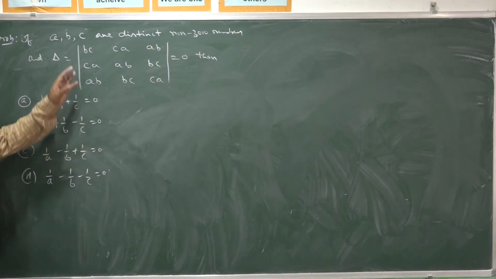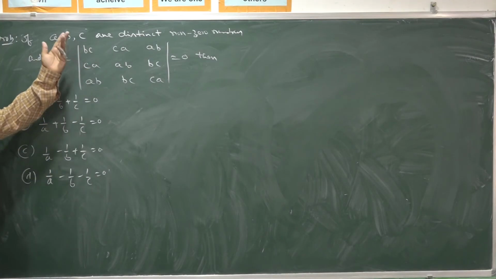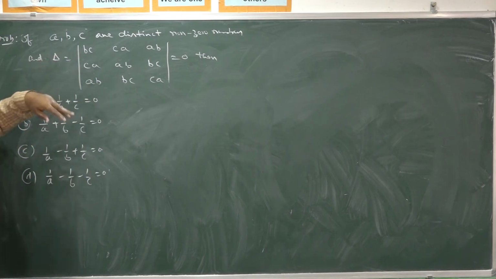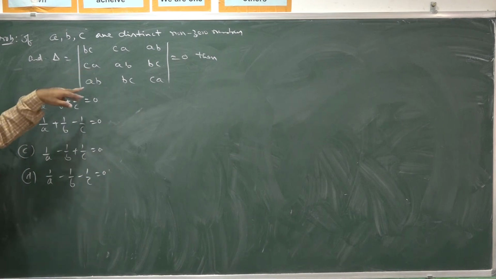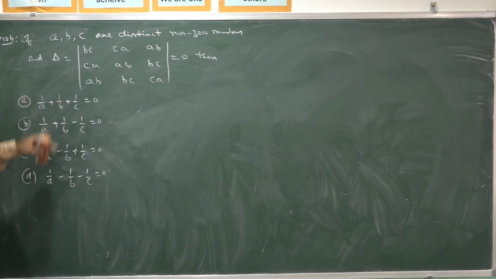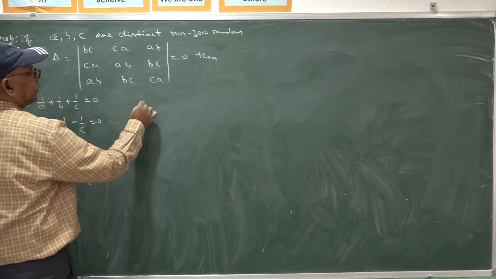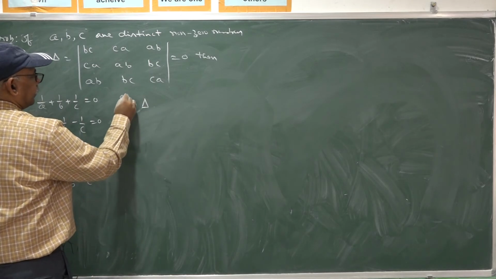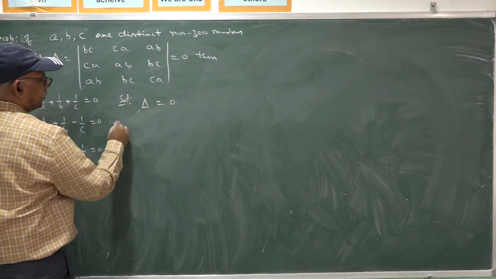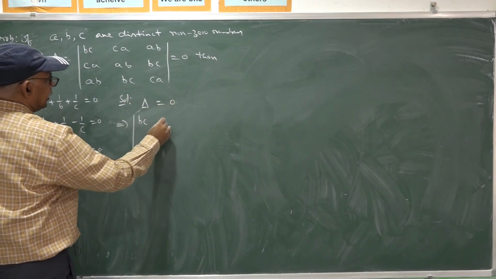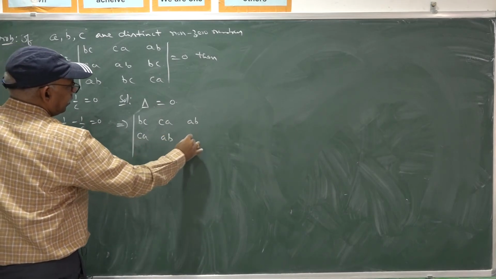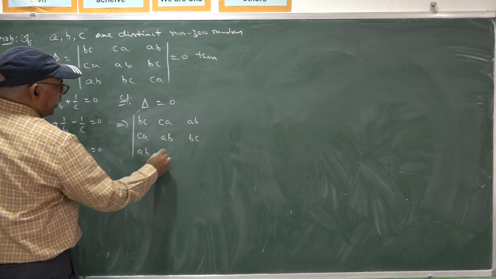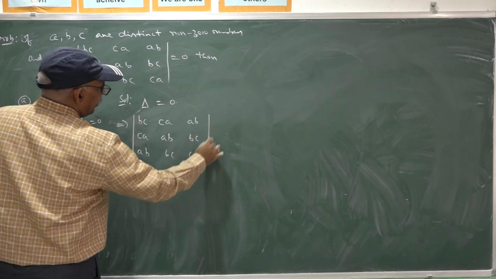A, B, C are distinct non-zero numbers. A, B, C are non-zero and different. And given delta is 0, where delta is the determinant BC, CA, AB, CA, AB, BC, AB, BC, CA is 0. In such case, what relation follows here? Delta equal to 0 implies the determinant of BC, CA, AB, CA, AB, BC, AB, BC, CA is 0.